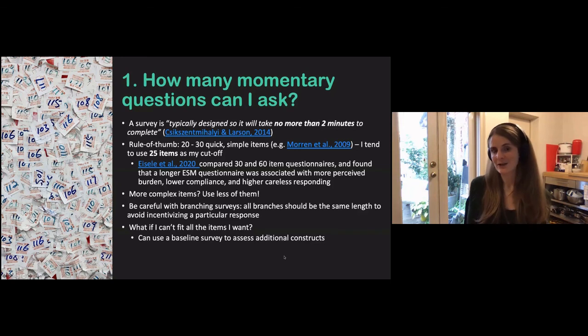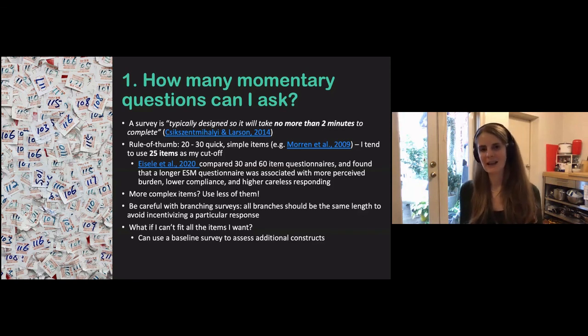So one thing that I often do is use the baseline survey to assess additional constructs. I have participants, before they start ESM, fill out a bunch of items in a baseline survey, and there it doesn't matter as much if it's long. You usually have about 40 minutes of their time, so you can add some constructs that might be interesting to you but didn't quite make the cut for ESM. And if you do find interesting stuff, that might suggest they should go in as an ESM construct in the next survey.